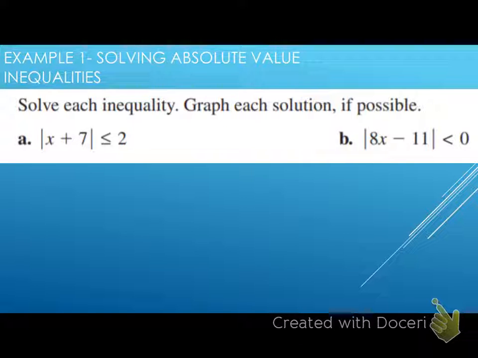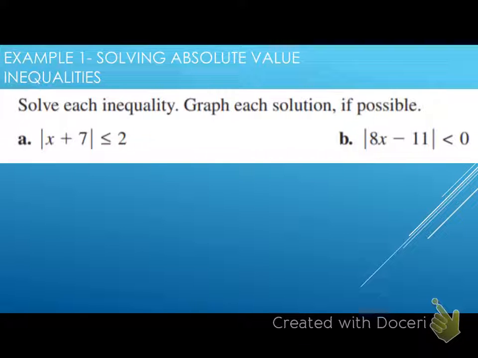What do I need to check next? The C value. In order to set up my two inequalities, what do I need to happen with my C value? It's got to be positive. It's got to be greater than 0. What is my C value here? Positive 2. Is that greater than 0? Yes, it is. So now I can set up my two inequalities.